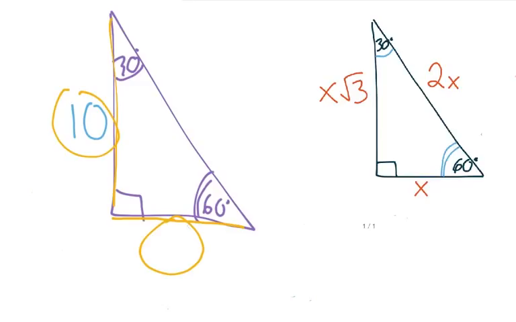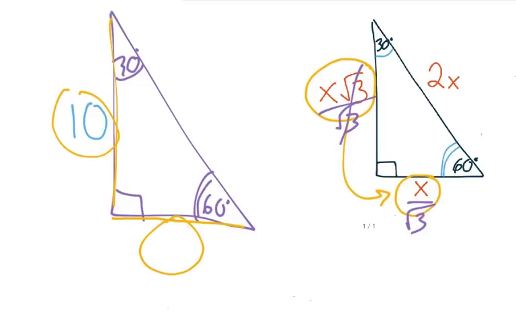So if we take a look over on the right-hand side, how do we get from here to here? How would you get from x square roots of 3 down to x? Hopefully you're thinking we just divide both of them by the square root of 3. Alright, so likewise over here, we're going to have to divide this by the square root of 3, making the short side 10 over the square root of 3.